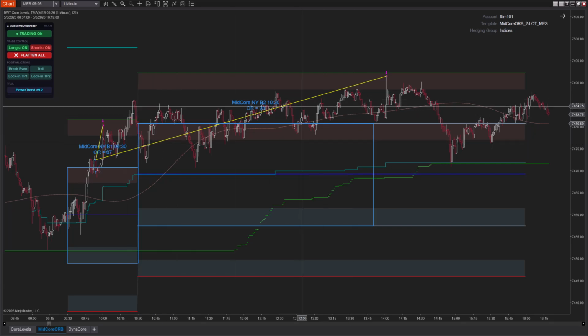So these levels are pretty amazing. And in my opinion, a game changer in terms of the opening range formation and the selection of viable targets.